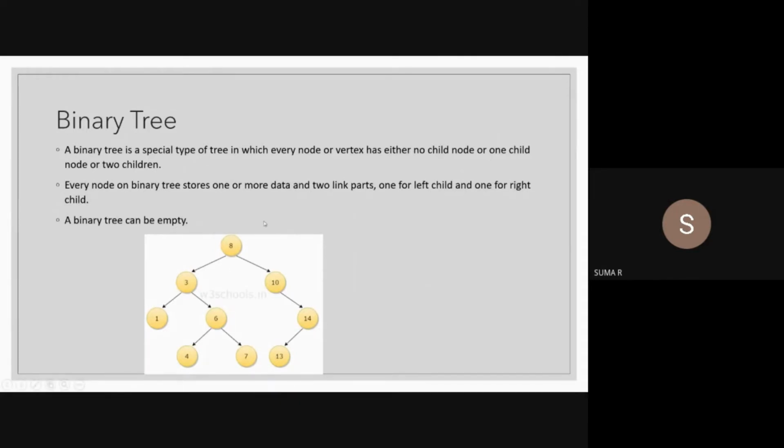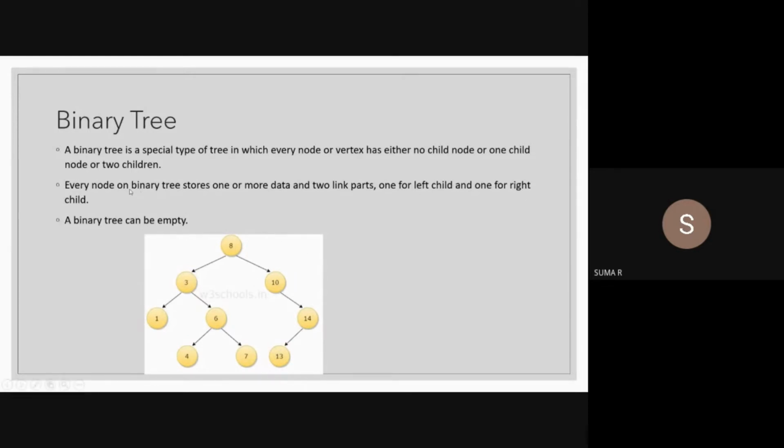For example, 8, it has 2 children. 3, this node is also having 2 children. Now 14, it has only one child, 13. And 4, it has no children. That is, when we see this diagram, we can identify that the maximum number of children of any node is 2. So it is a binary tree.